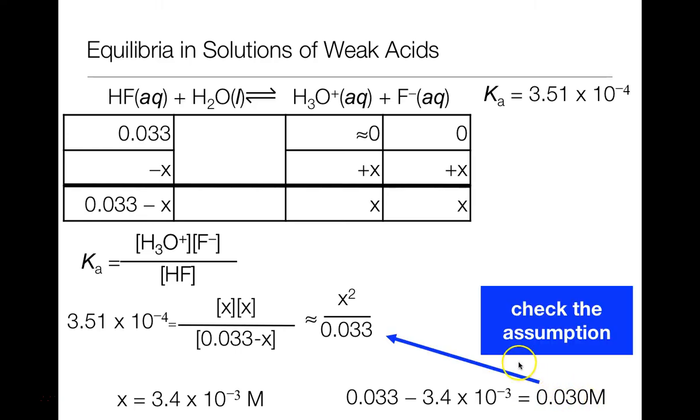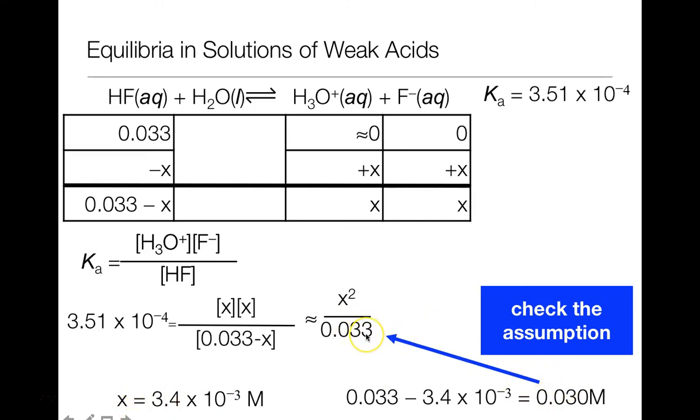We check our assumption. Take a look here, right? When we subtracted this number from the 0.033, it didn't leave us with 0.033. In fact, it's 0.030, right? If you're confused, take this 3.4 times 10 to the negative third and write it out in standard notation as 0.0034. Then you can see your last significant figure here is the 3 that's here. So this is too large. We now can't use this assumption.